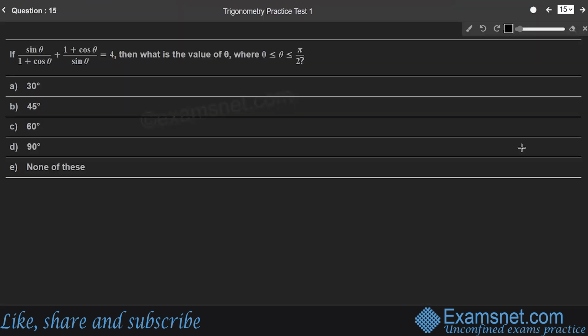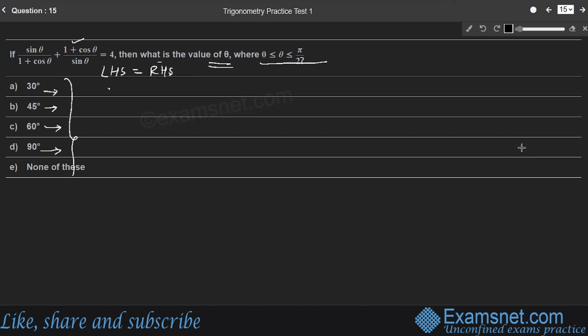Question number 15. If sin theta by 1 plus cos theta plus 1 plus cos theta by sin theta is equal to 4, then what is the value of theta? Where 0 is less than or equal to theta less than or equal to pi by 2, right? So here, among the 5 options, which of the given options is correct? That means if you substitute the value of theta as the given options, which of the given options satisfies the equation? That means LHS should be equal to RHS. Left hand side should be equal to right hand side, right?